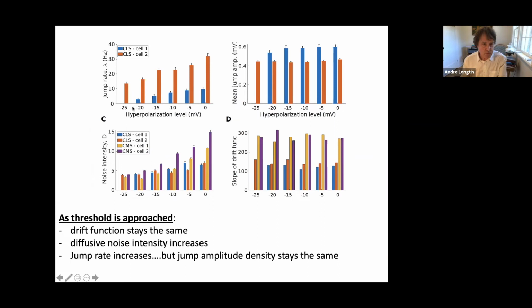As you go closer and closer to threshold, the jump rate goes up. The jump amplitude doesn't change much, but the noise intensity goes up. So as the threshold is approached, the drift function stays the same, roughly. The diffusive noise increases and the jump rate increases, but the size of the jumps is about the same. So this is consistent with a picture where the system is somehow pouring in more noise near the threshold to be able to detect things better, perhaps.